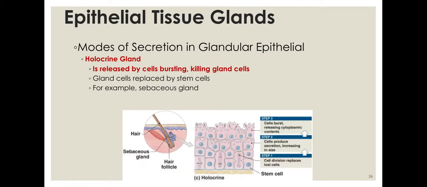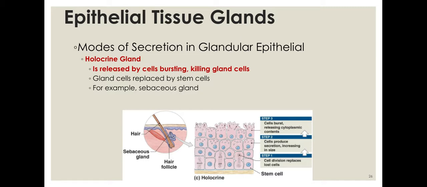We also have something called a holocrine gland. And when you think of the word holocrine, think of like whole cell. And so the cell is actually going to burst and sort of kill the gland cells in order to release its product. We can replace the broken gland cells with stem cells. And so we can keep the process going.